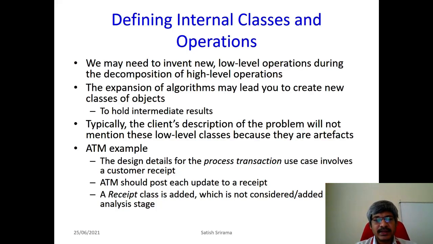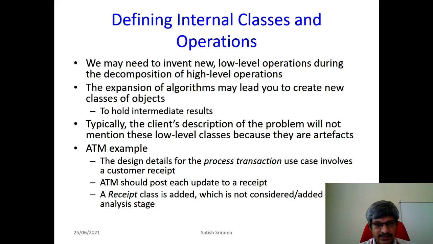Most often, typically, the client description, what we have got originally about the problem, when we got it from the system conception stage, did not mention these low level classes. Actually, these are all artifacts which you have identified during the design stages. So let us go back to this ATM example again. The design details from this process transaction use case actually involve a customer receipt. That is what was identified during the design stage when we were looking at this use case relation. So the ATM should post each and every update to a receipt.